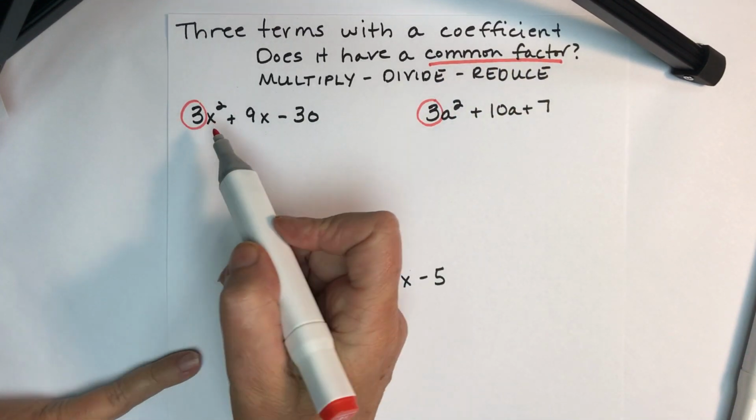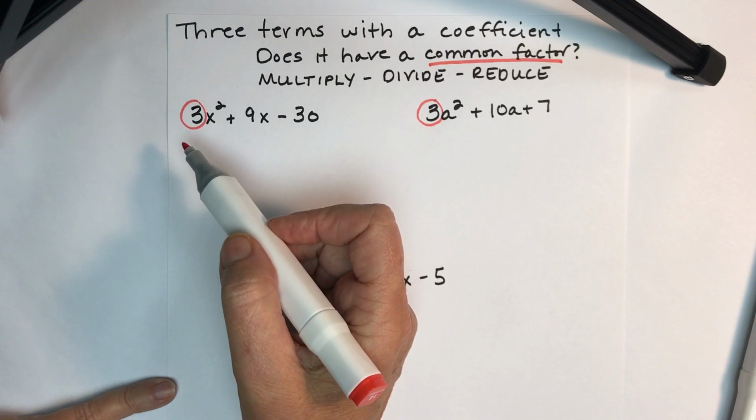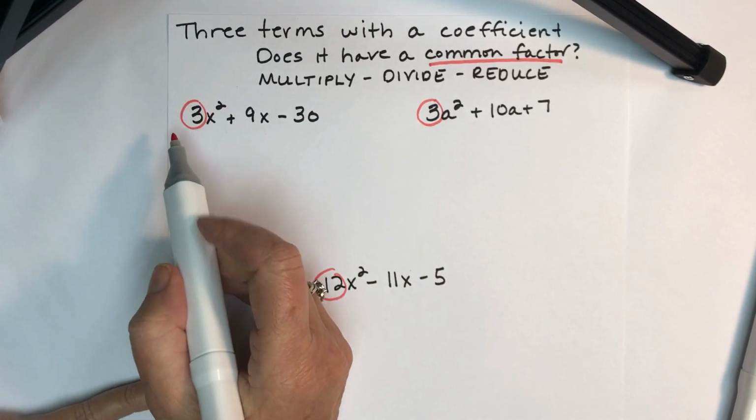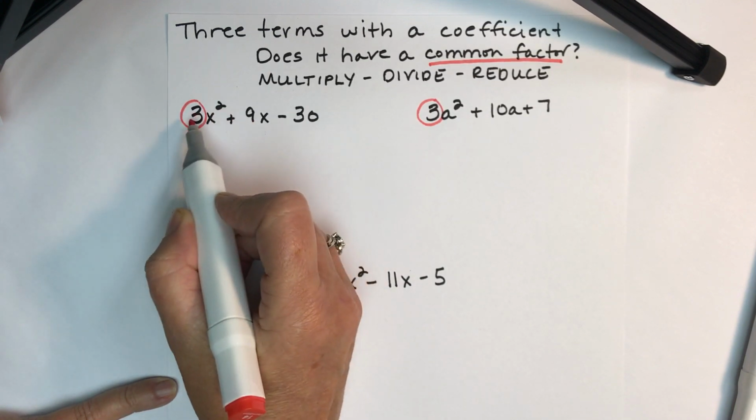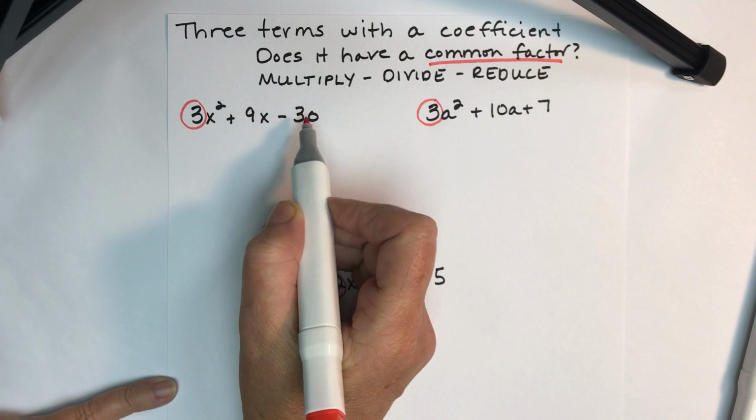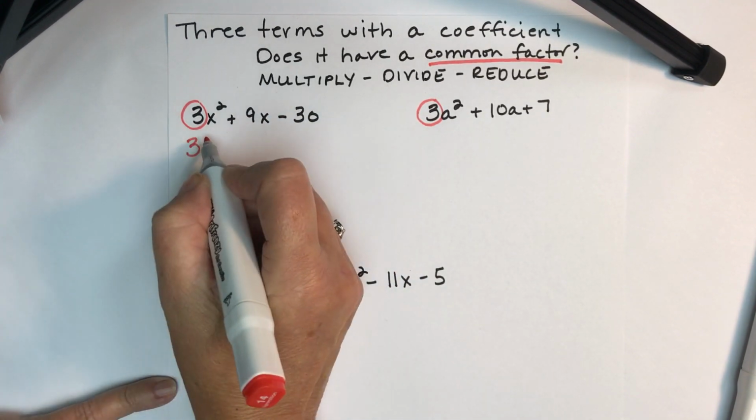So what I mean by that is like what we did in 5.1. If you haven't watched that video, go back and watch common factors. But you go to the smallest number, 3, and ask yourself, will 3 divide into 9? Yes. Will 3 divide into 30? Yes. And if it will, then 3 is the common factor for all three of those numbers.